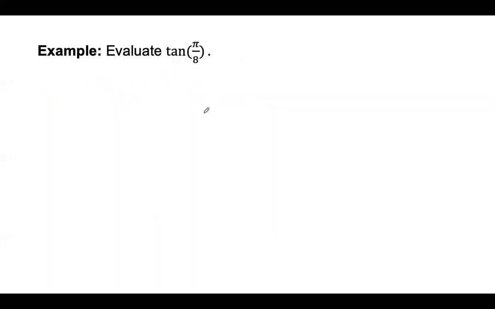Okay, so let's evaluate tan of pi divided by 8. And let's find an exact expression. When I say this, I mean finding an exact expression.